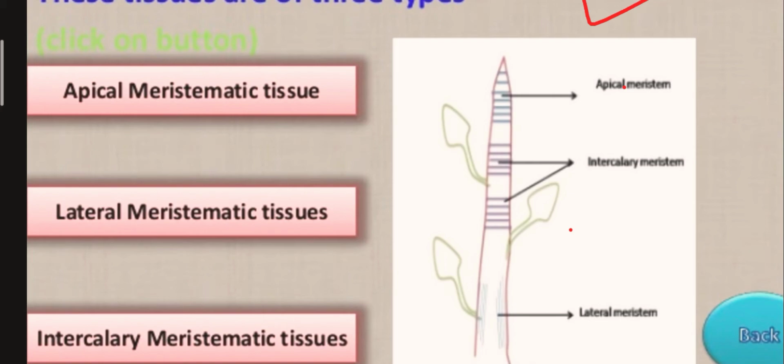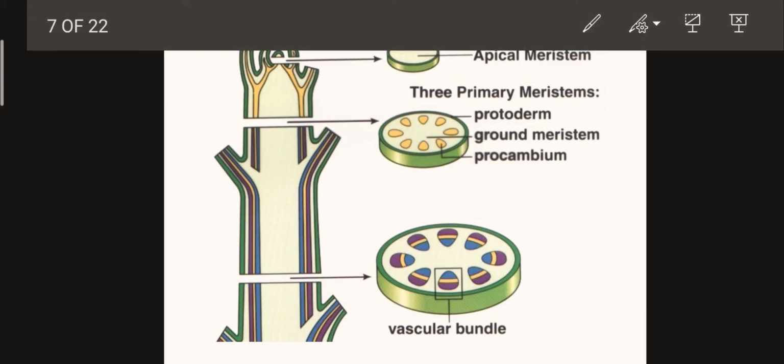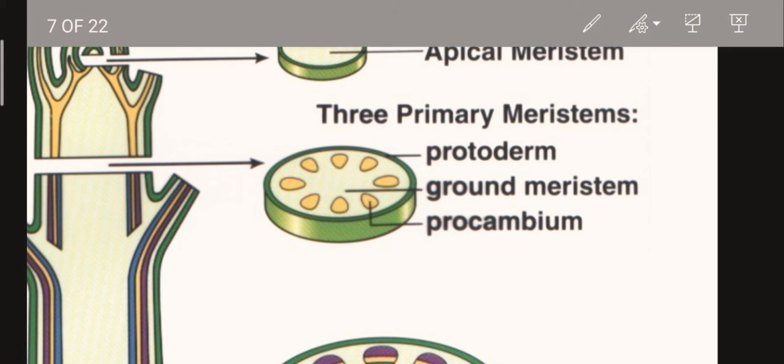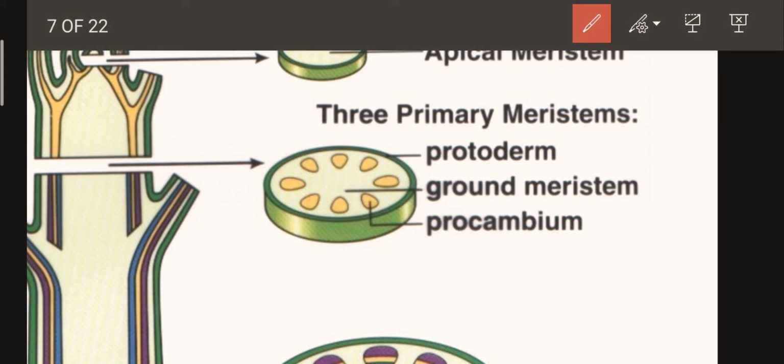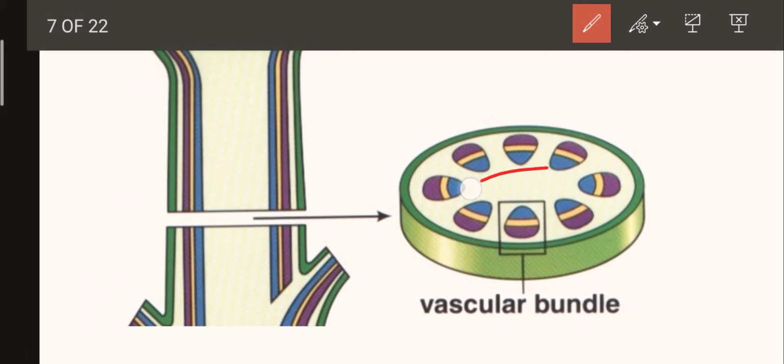This is the type of meristem depending upon the positioning of the meristematic tissue. Now this shows the type of meristem depending upon the function they perform. Depending upon the function, there are three types of primary meristem: protoderm, which finally develops into the epidermal tissue; the ground meristem, responsible for making the ground tissue of the plant, like cortex, etc.; and the procambium, which is responsible for making the vascular tissues.